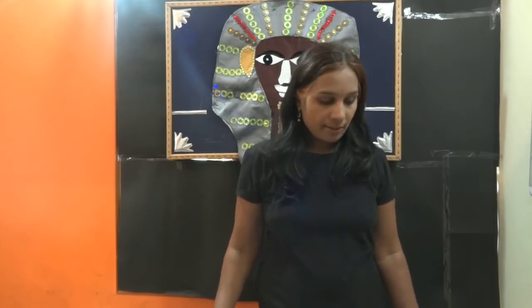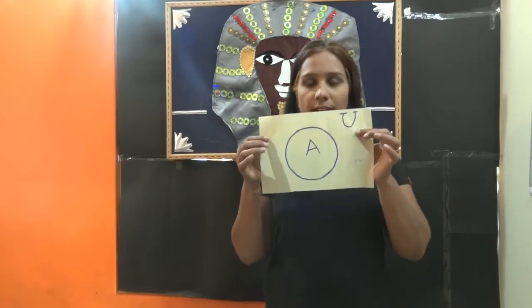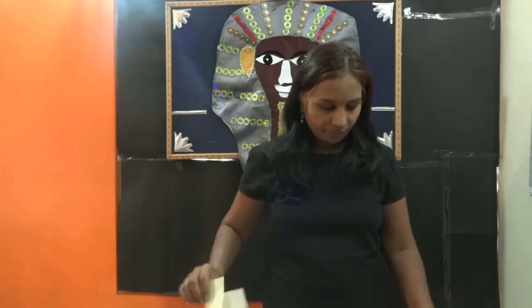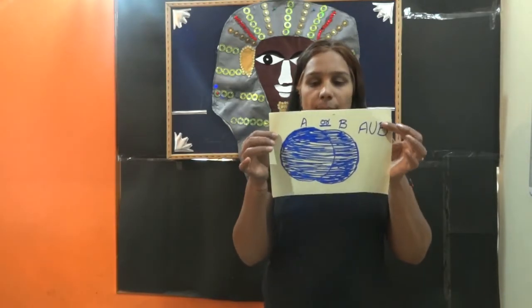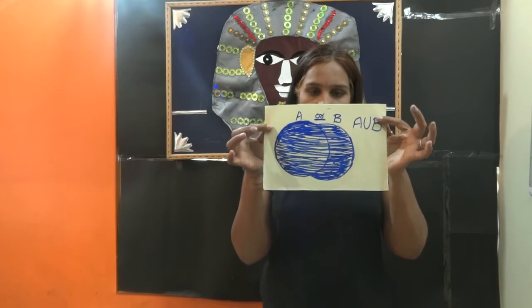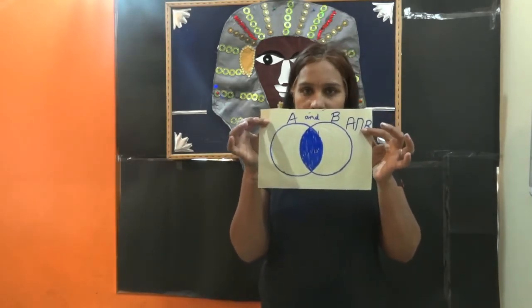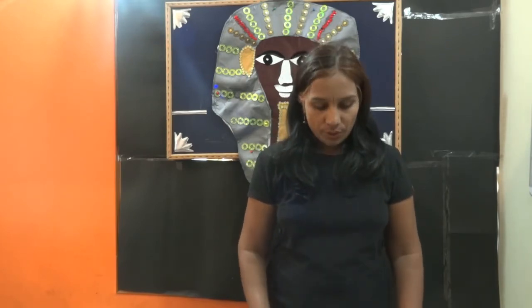Now we will see the third concept, that is representation of sets by Venn diagrams. Before that, let me show you some basics. This is representation of a set in the area of universal set. This is union of two sets, intersection of two sets. Now I'll show you how to perform an operation between two sets.